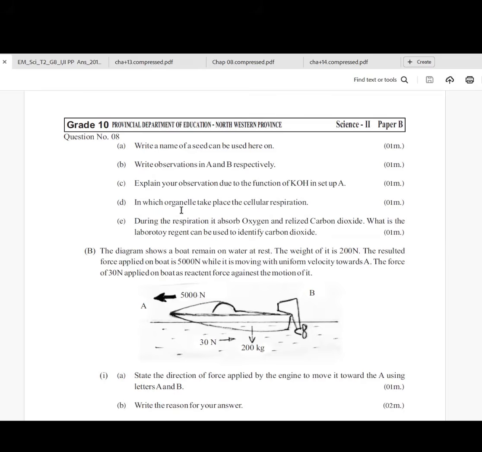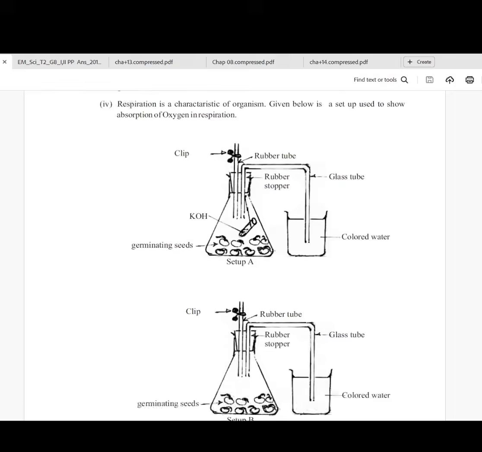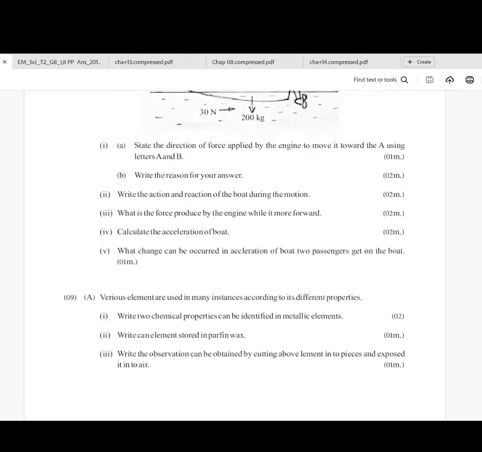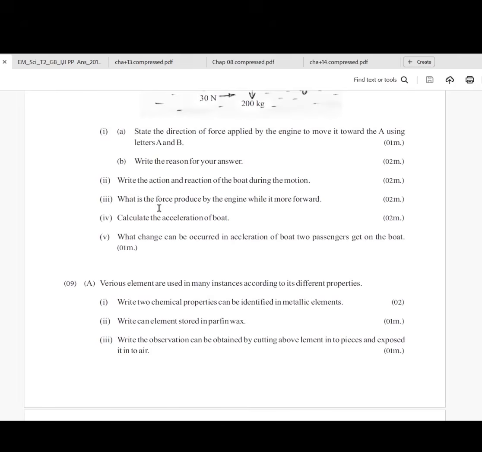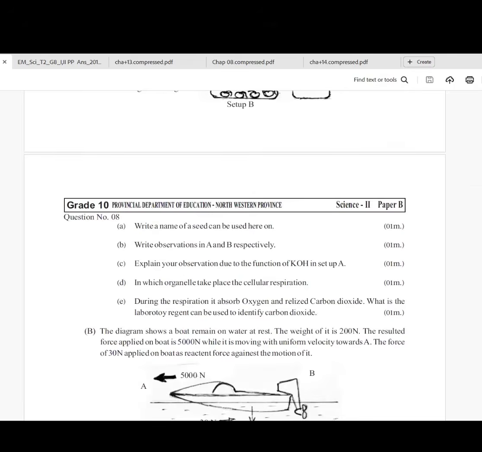In which organelle does cellular respiration take place? Answer: mitochondria. During respiration, it absorbs oxygen and releases carbon dioxide. What is the laboratory reagent that can be used to identify carbon dioxide? Colorless lime water. It turns milky.